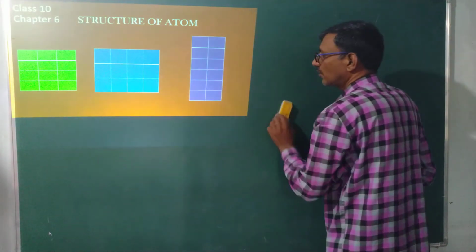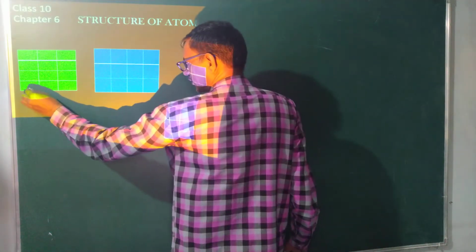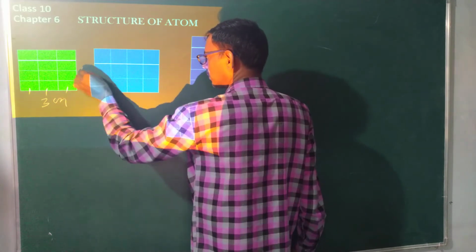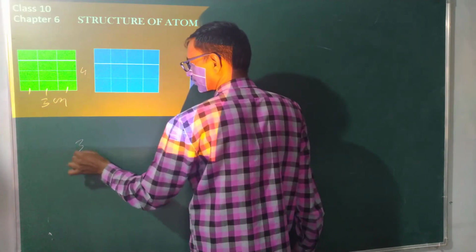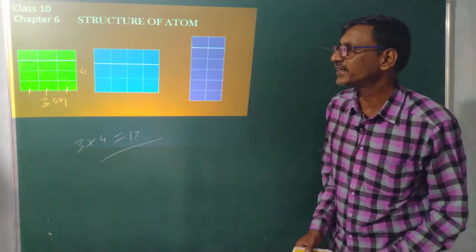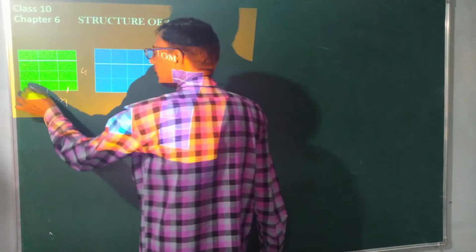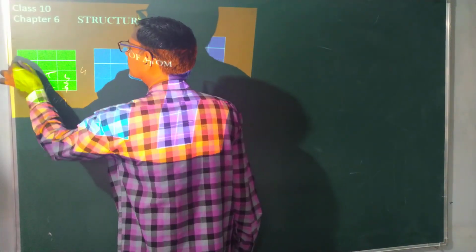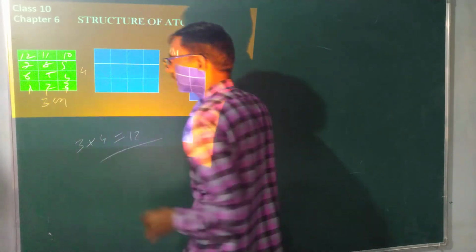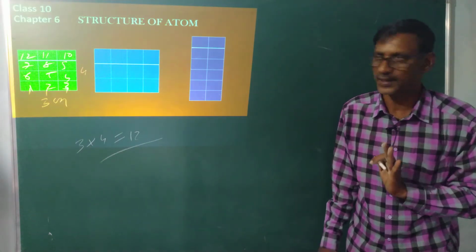Now coming to one example. Here I would like to take one example. See here, this is 1 centimeter, this is 3 centimeters, and this is 4 centimeters. 3 by 4, 12 squares. See, 12 squares are there: 1, 2, 3, 4, 5, 6, 7, 8, 9, 10, 11, and 12. So how many squares are there in the first rectangle? 12 squares are there.